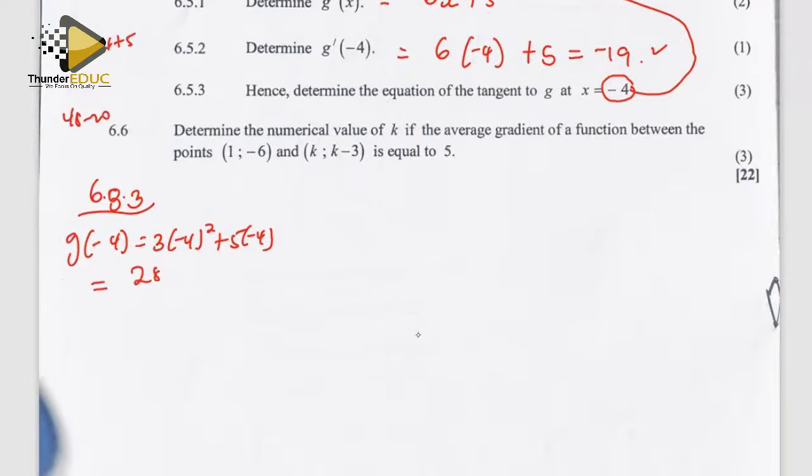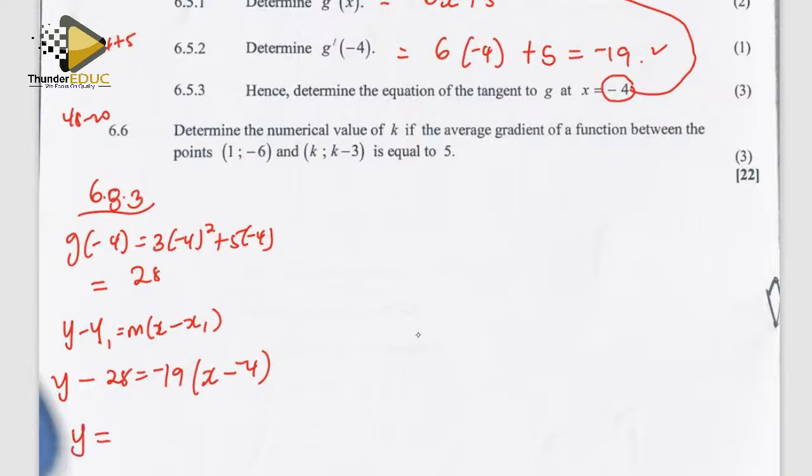Then since the tangent is a line, I'll say y minus y1 is equal to m into x minus x1. So y minus the y value, which is 28, is equal to -19 into x minus -4. When I simplify this, I'm ending up with y being -19x minus 48.